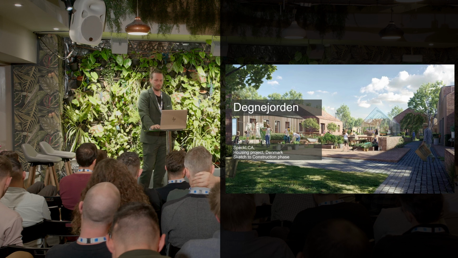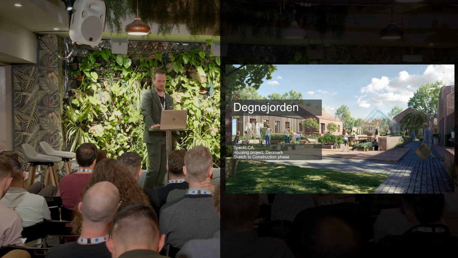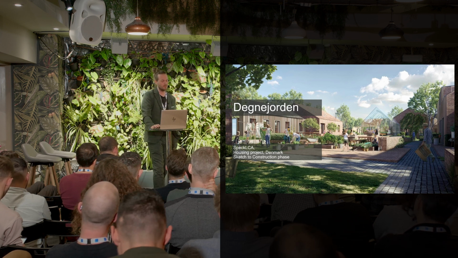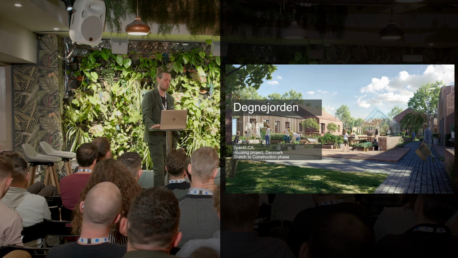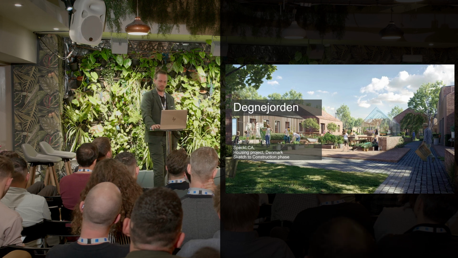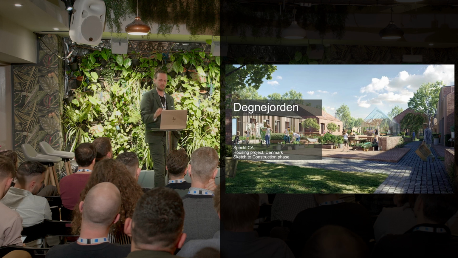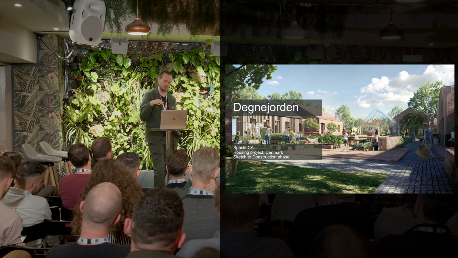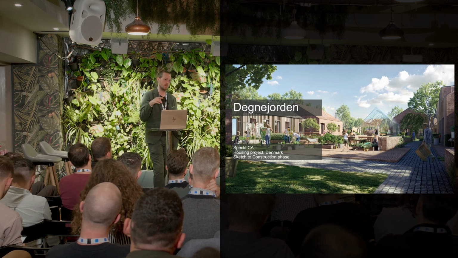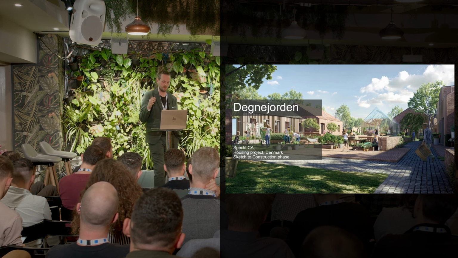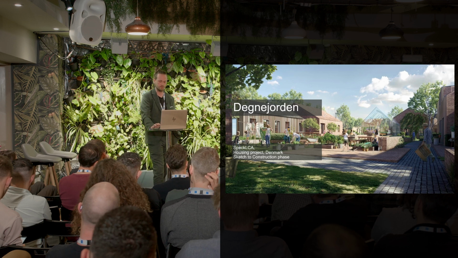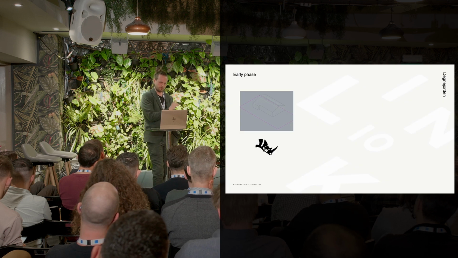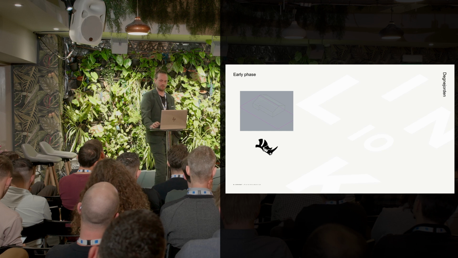So Degne Jordan, it's a Danish project, and this is more how you can use it throughout the project from sketch to construction. And it's a Danish housing project, and they had very high sustainability goals. I'll just mention this is part of what we did in this sustainability work. We also did microclimate and energy calculations on this project, but this is focused on the LCA now. So early phase, we have a Rhino model. It's super basic, it's just a volume.